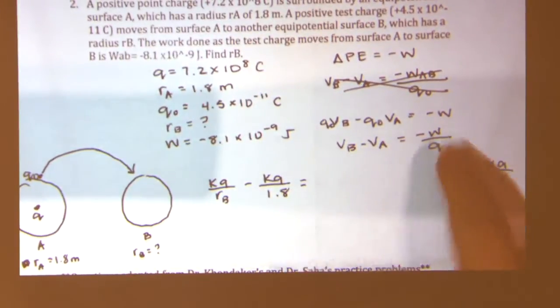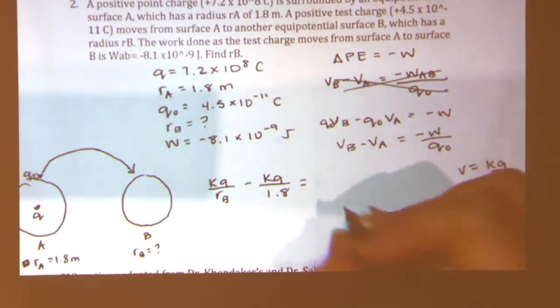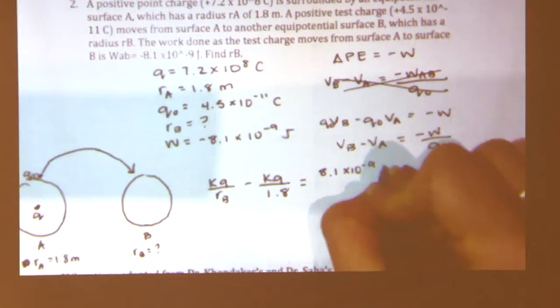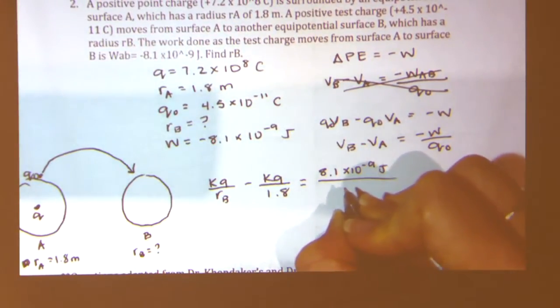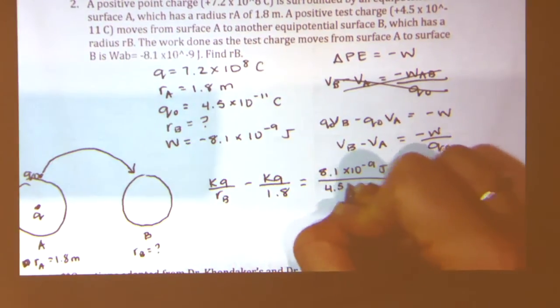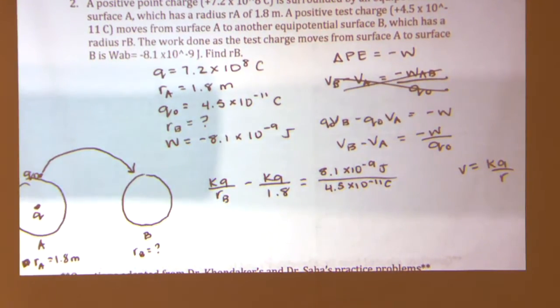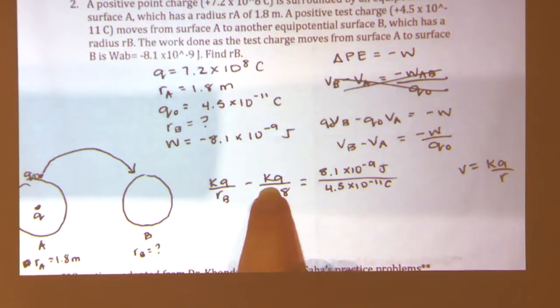And when we plug in our work, which is already negative, into negative work, we're going to get positive. So that'll be positive 8.1 times 10 to the negative 9 joules over our test charge of 4.5 times 10 to the negative 11 coulombs. So we're going to plug everything in. Remember, K is just our constant.